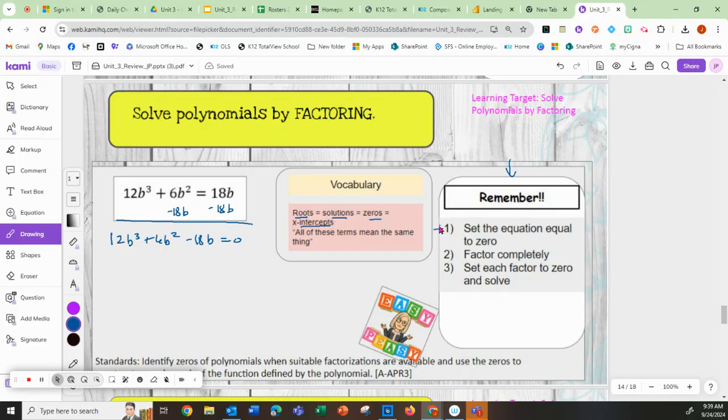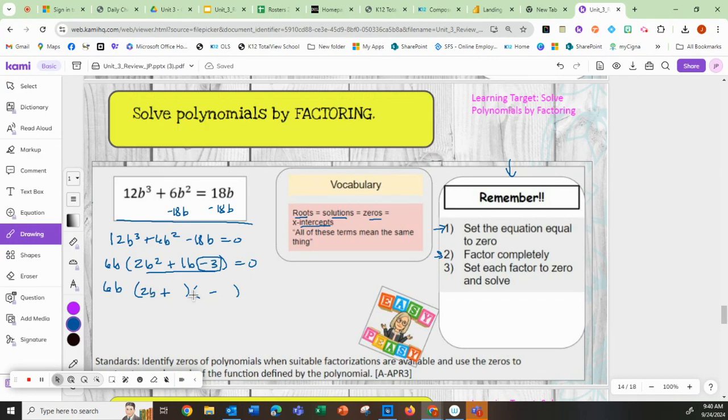The next step is to factor completely. So I have a GCF of 6b, so I'm going to factor that out. That's going to leave me with 2b squared plus 1b minus 3. I have a trinomial that will factor again into 2 binomials. Since my last term is negative, I'm going to use my sign rules, and my signs will be different.